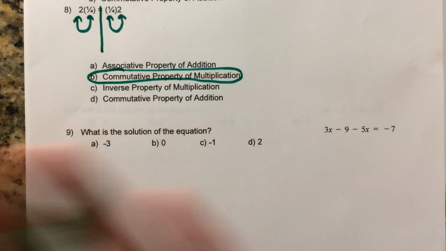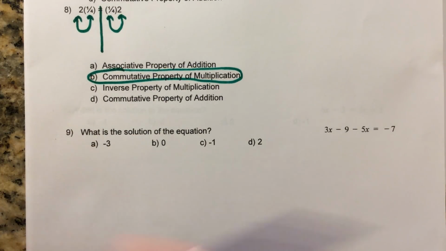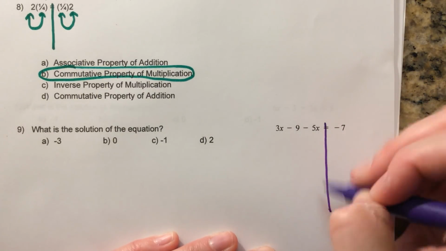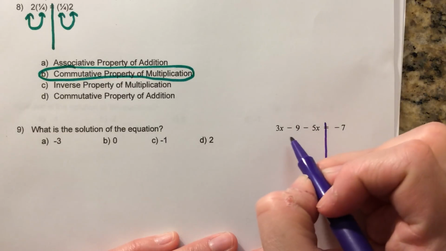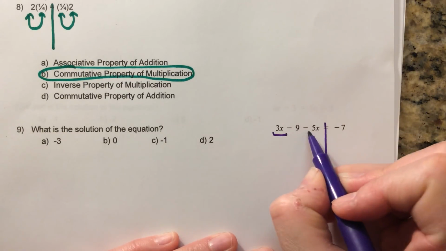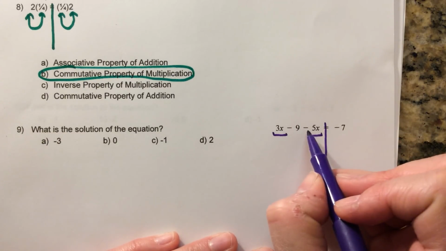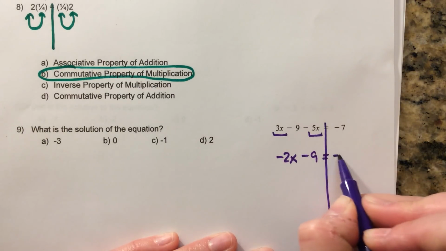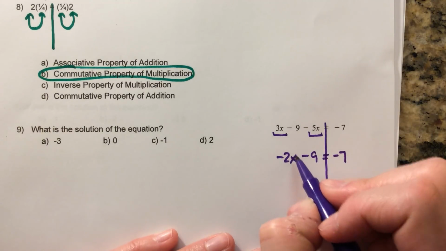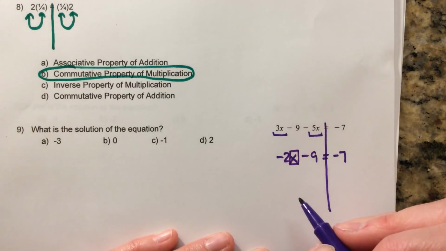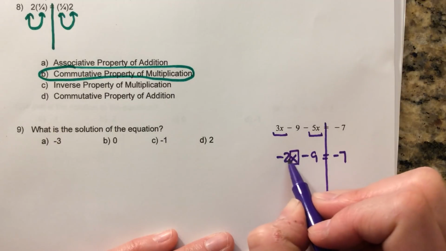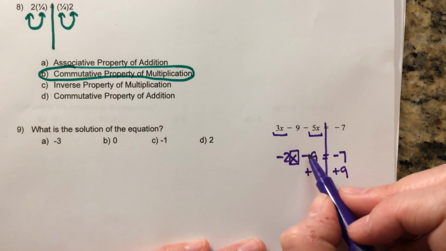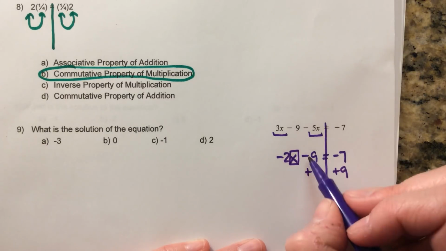On number 9 here, it's asking us what is the solution of the equation. So here's our equation. I'm going to have to combine like terms, so I've got 3x and 5x. It says 3x take away 5x, that's negative 2x, and bring down the minus 9. My goal again is to get the x by itself. I'm going to isolate the x. Well, it's stuck next to the negative 2, so we're going to do that last. Let's first add 9. Remember we said this is like sending home acquaintances.